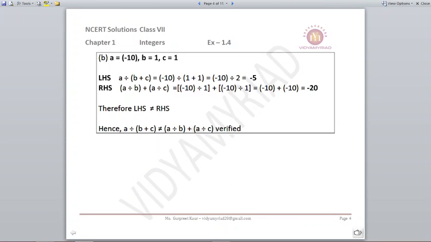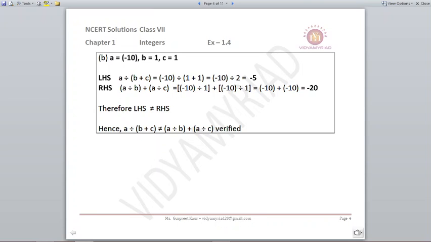We will put the values of minus 10, 1 and 1 in A, B, C. So in the first case, left hand side, it is minus 10 divided by 1 plus 1, which gives you minus 10 divided by 2. Your answer comes to minus 5. In the right hand side, it will be minus 10 divided by 1. When you solve it, you get minus 10.